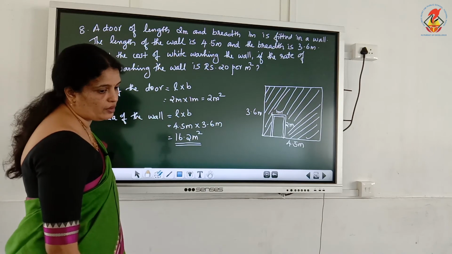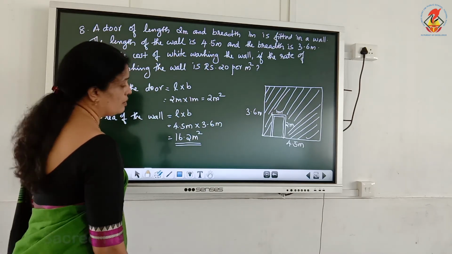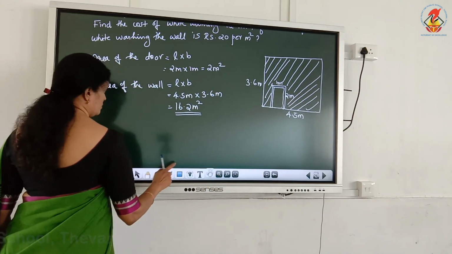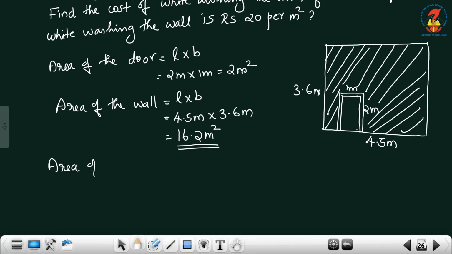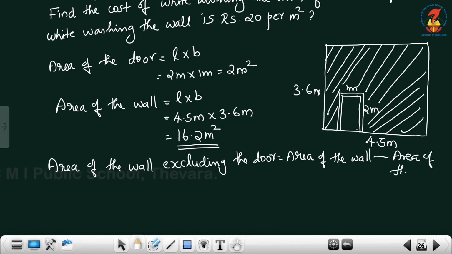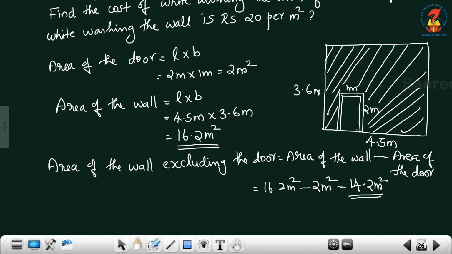What is the next? You can write: area of the wall excluding the door equal to area of the wall minus area of the door, equal to 16.2 meter square minus 2 meter square equal to 14.2 meter square.